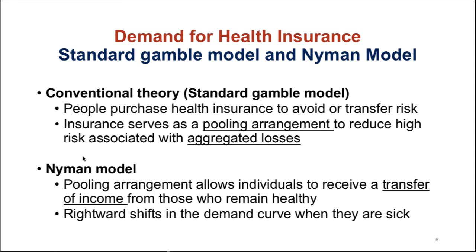So basically, there is a rightward shift in the demand curve when they're sick. When you're sick, you get income from those people that are healthy. So there is a rightward shift in your demand curve when you're sick by getting into the pooling arrangement. So Neumann says that when you're sick, your utility is higher than from the same amount of income that you're paying for your premium when you're healthy.